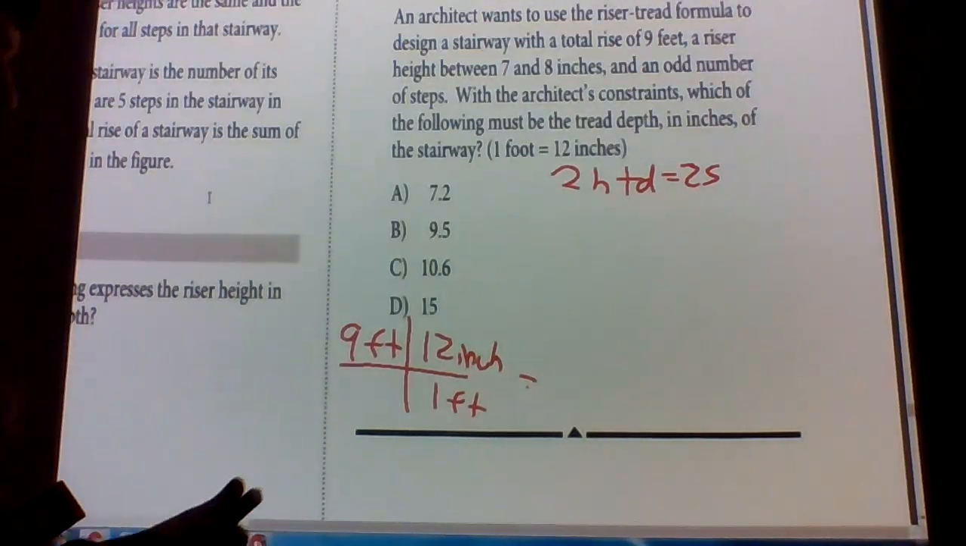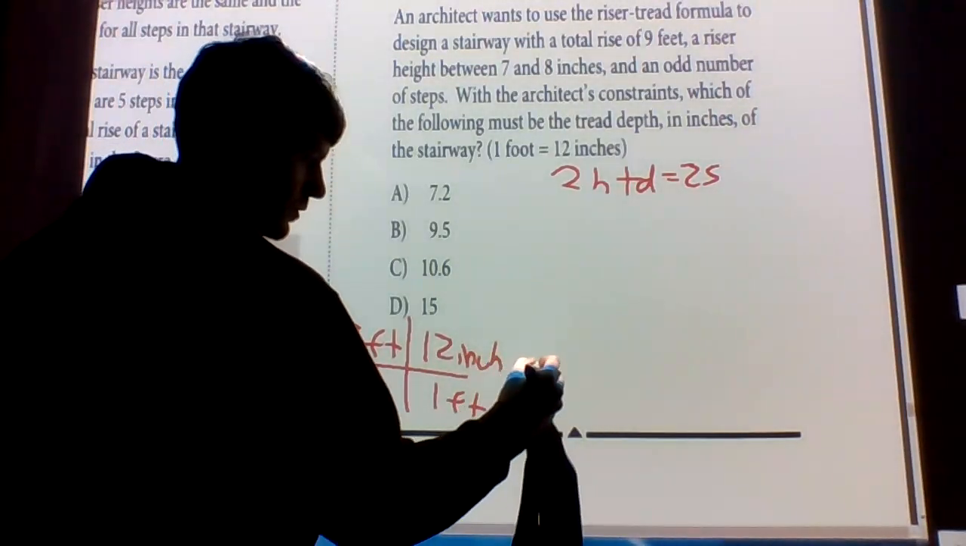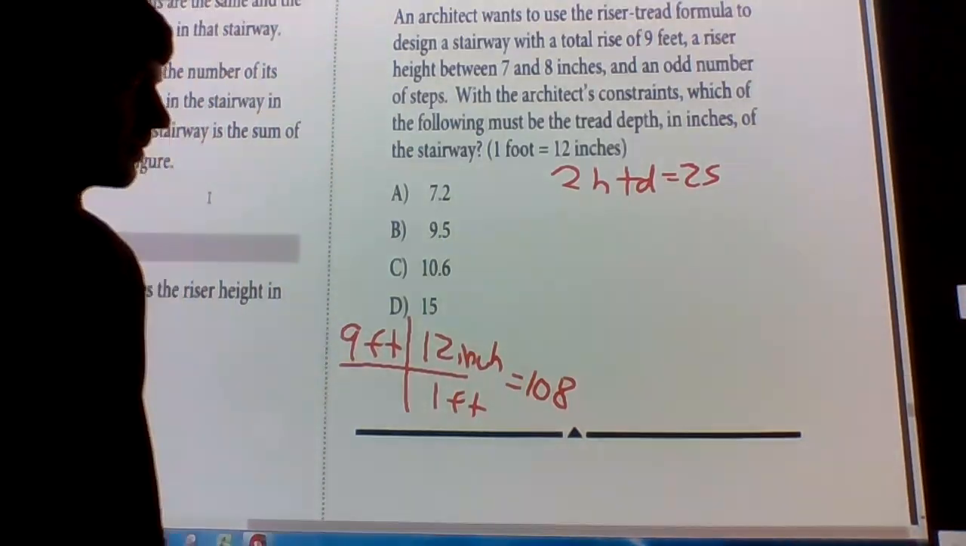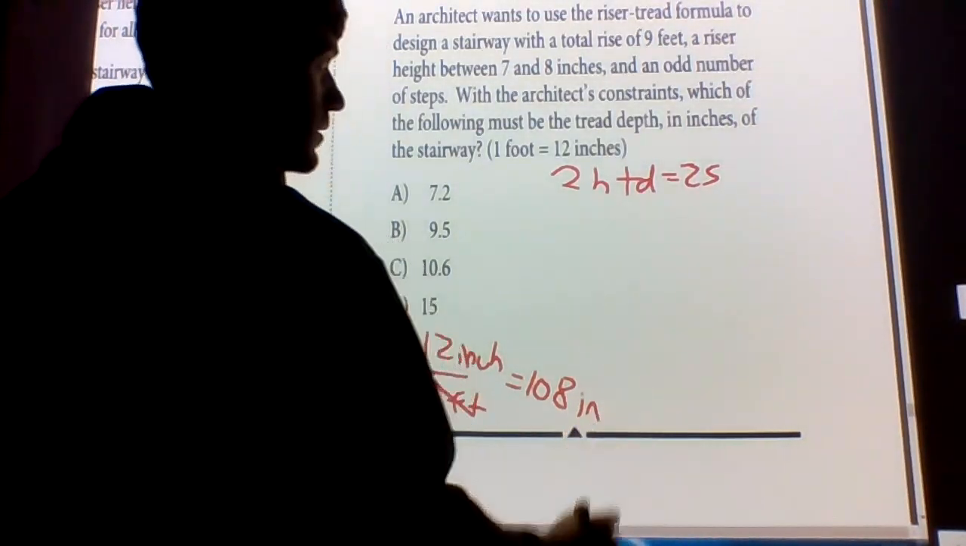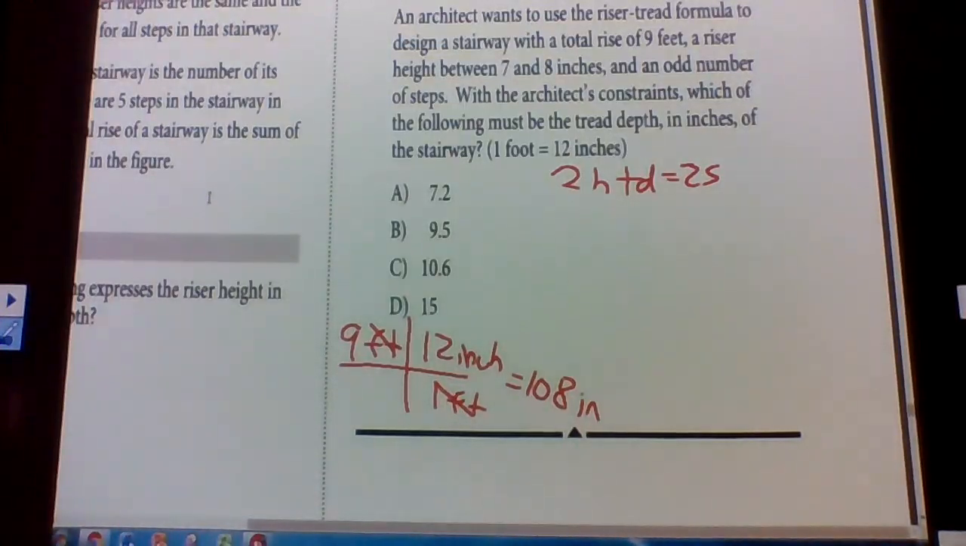Yeah, just to make sure, use the calculator. Don't want to be foolish. Okay, so 108 inches. Feet cancel, and we're left with 108. So we want this thing to be 108 inches tall. The height is between 7 and 8, and an odd number of steps with the architect's constraints. Which of the following must be the tread depth, in inches, of the stairwell?